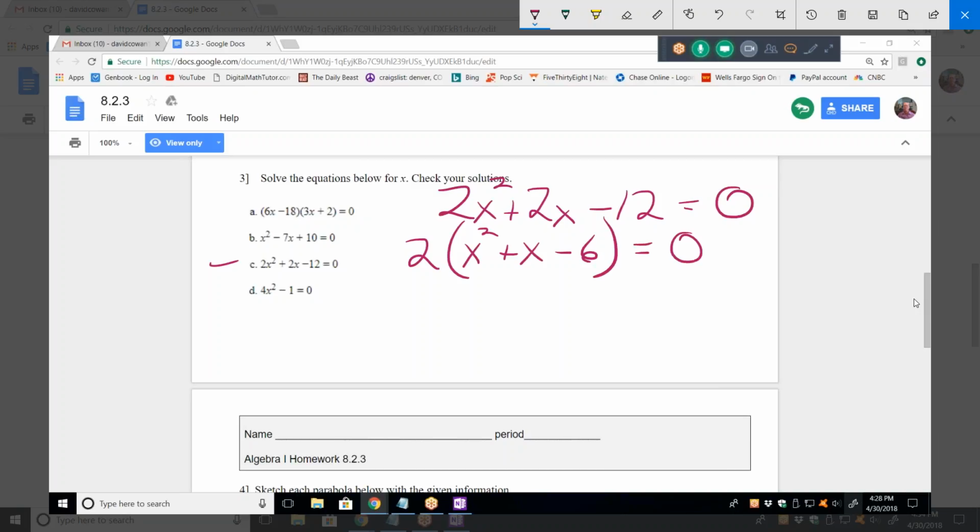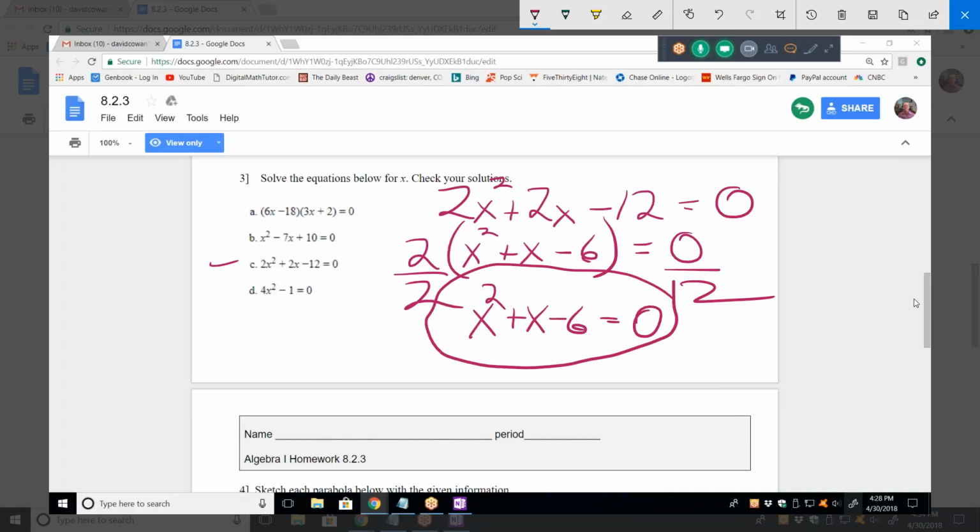So first of all, I've done that. Now I can divide both sides by 2. Well, 0 divided by 2 is 0. So now I've got this. Now I have a much simpler problem. The reason it's simpler is because the x squared term only has a 1 in front of it, not a 2. So factoring out the greatest common factor is extremely helpful here. Now factor it. Now it's an elementary factoring problem.